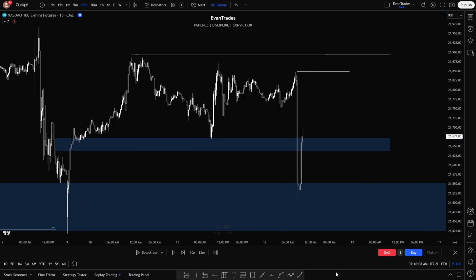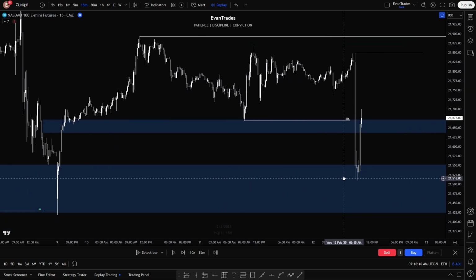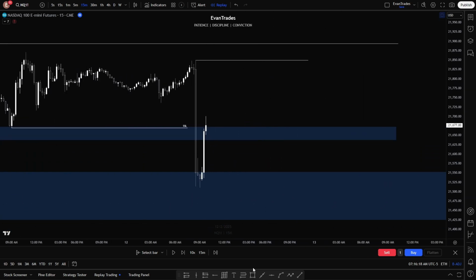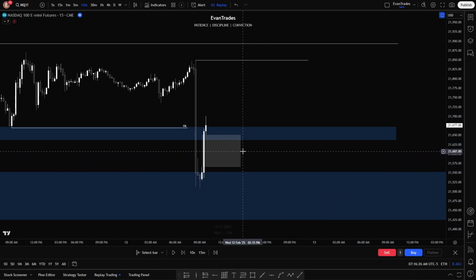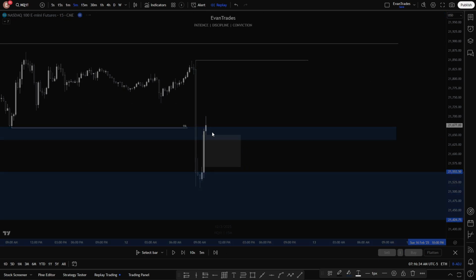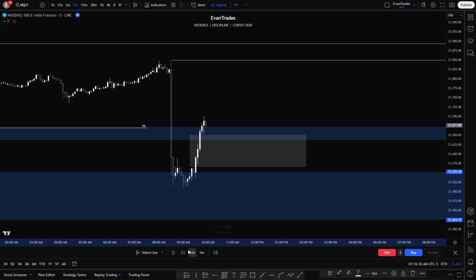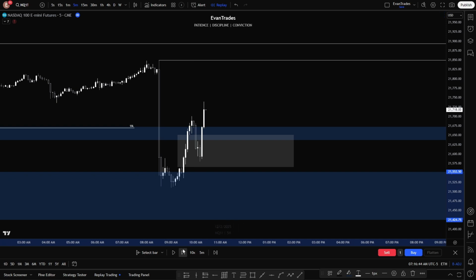Okay, zooming out a little bit. It came to turtle soup the low in the 4-hour, instantly retracing back up. We created this 15-minute fair value gap. I'm going to put a gray one just so you guys can see it. So now we're just waiting for a retap into it. So it's the AM macro. Nothing really happens in the AM macro.